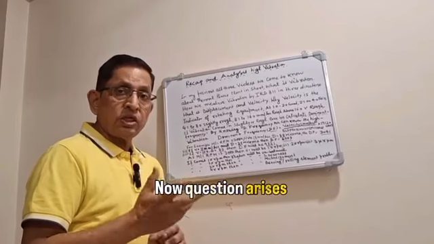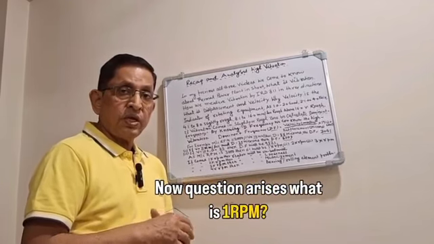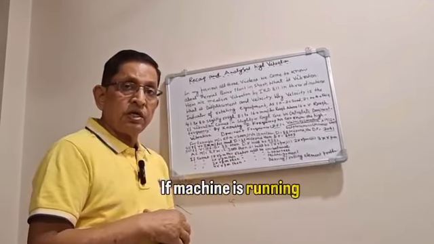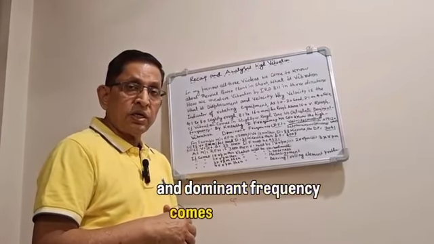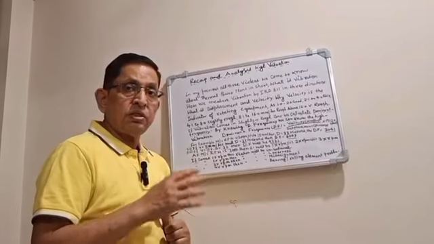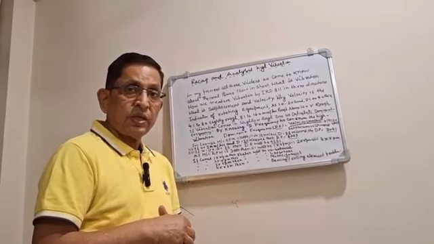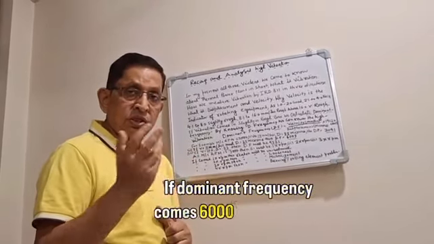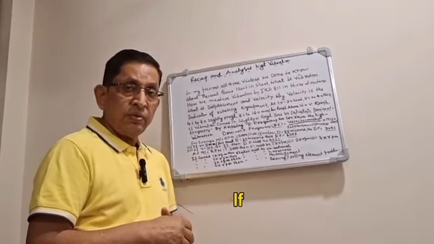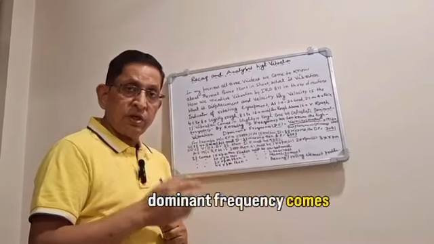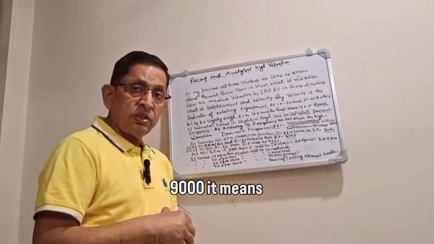Now, the question arises, what is 1 into RPM? If machine is running at 3000 RPM and dominant frequency comes 3000, it means that is 1 into RPM. If dominant frequency comes 6000, it means that is 2 into RPM. If dominant frequency comes 9000, it means that is 3 into RPM.